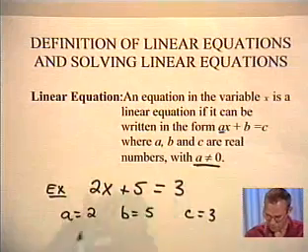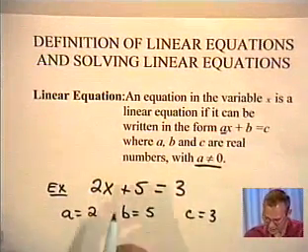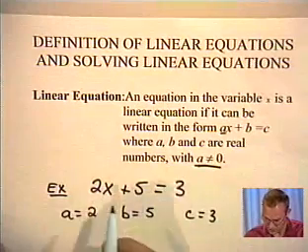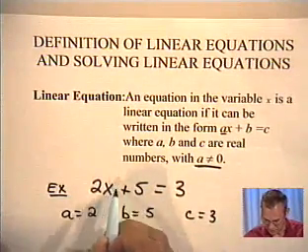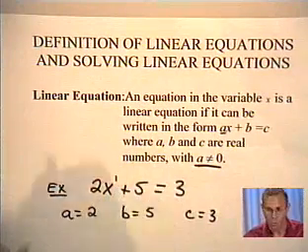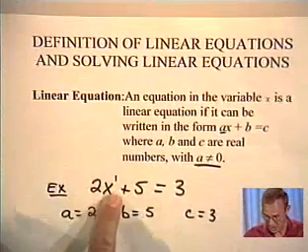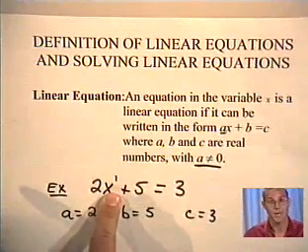What we should think about when we're distinguishing if something is a linear equation or not is let's look at the variable. Notice the power of my variable, the exponent here, is 1. If we have an equation where all the variables have a power of 1, that would be a linear equation.